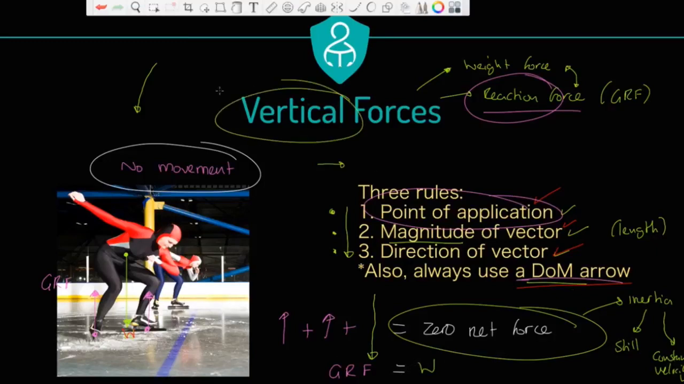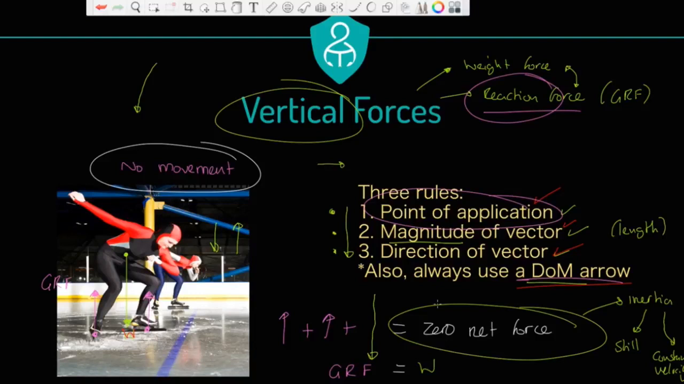And of course, we're talking about constant velocity in the vertical direction. This performer is neither accelerating downwards nor upwards. Why? Because there's zero net force acting. So start to think about applying that principle to something like a tennis ready position, a person standing still.